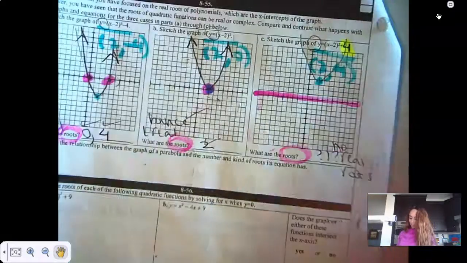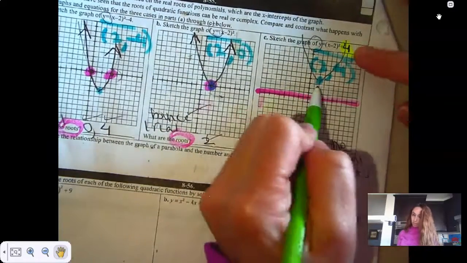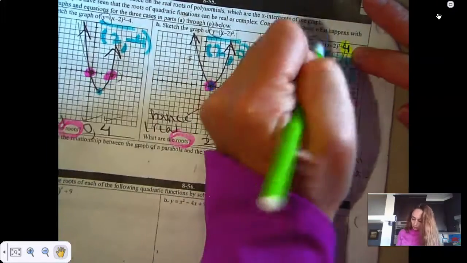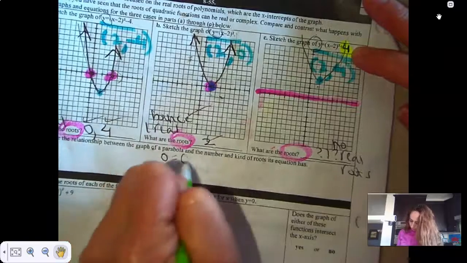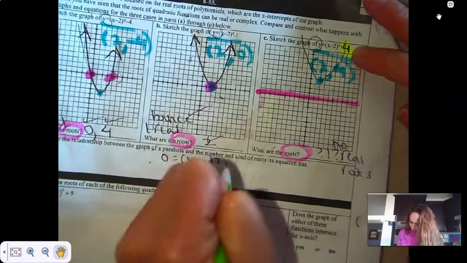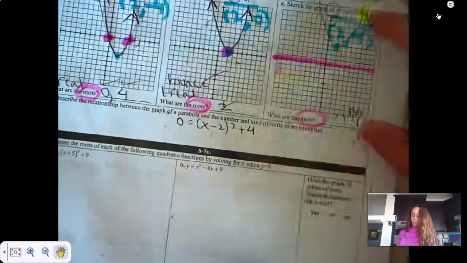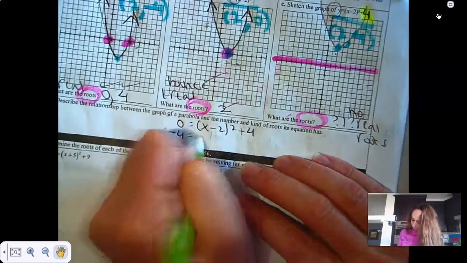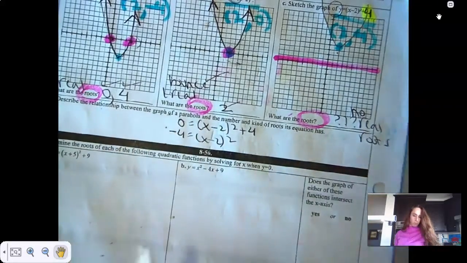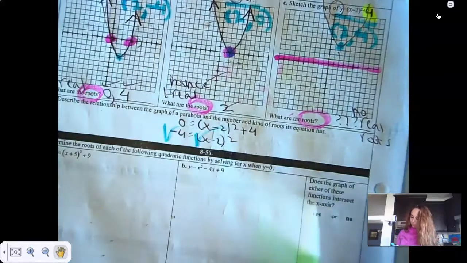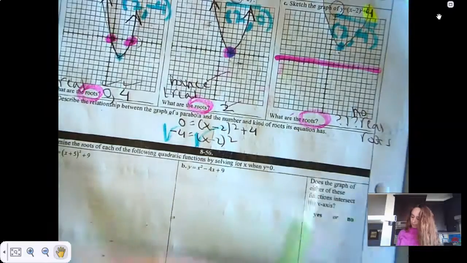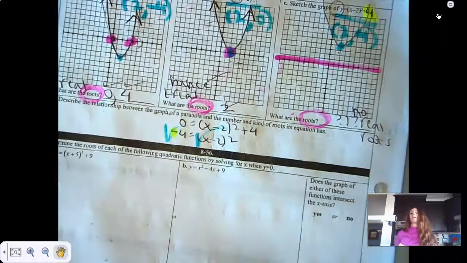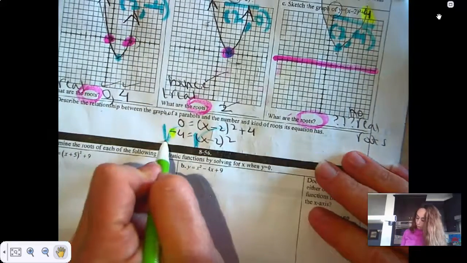For this one, I want to remind you, if I was to find the roots, what do I do? I set it equal to 0. So I just want to show you. First thing I do, subtract 4. What do I do now? Square root, square root. We have a negative. Anytime we have a negative, what letter of the alphabet am I thinking of? I. And the square root of 4 is 2.